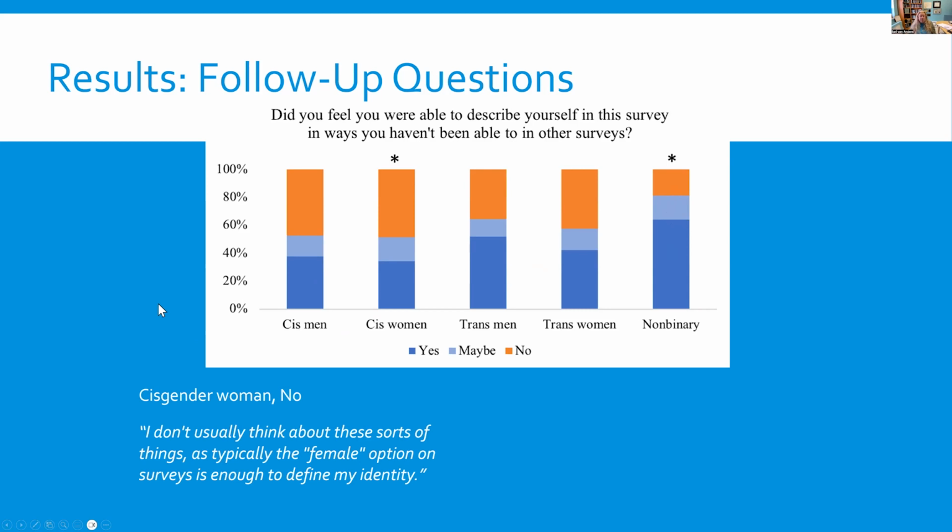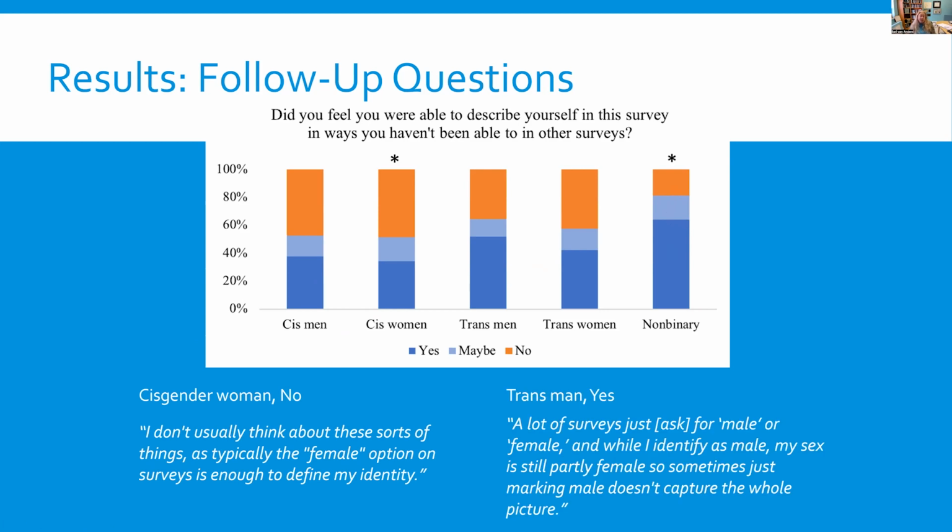And that's both amazing and also sort of upsetting to think what's going on in other studies. A cisgender woman, though, said, no, I don't usually think about these sorts of things, as typically the female option on surveys is enough to define my identity. And a trans man said, yes, a lot of surveys just ask for male or female. And while I identify as male, my sex is still partly female. So sometimes just marking male doesn't capture the whole picture.